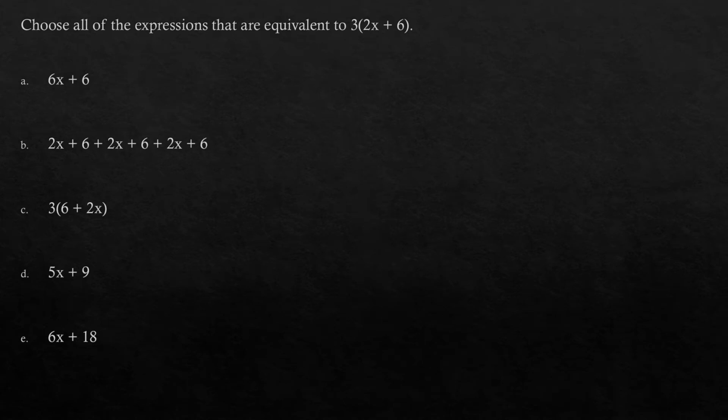Our first problem wants us to choose all the expressions that are equivalent to 3 times (2x + 6). So what we're going to do here is distribute. Take that 3 and multiply it to all the numbers inside. 3 times 2 gives me 6x, plus 3 times 6 gives me 18. So my goal is to pick any of these answer choices that are the same as 6x + 18, which would be this bottom one here.